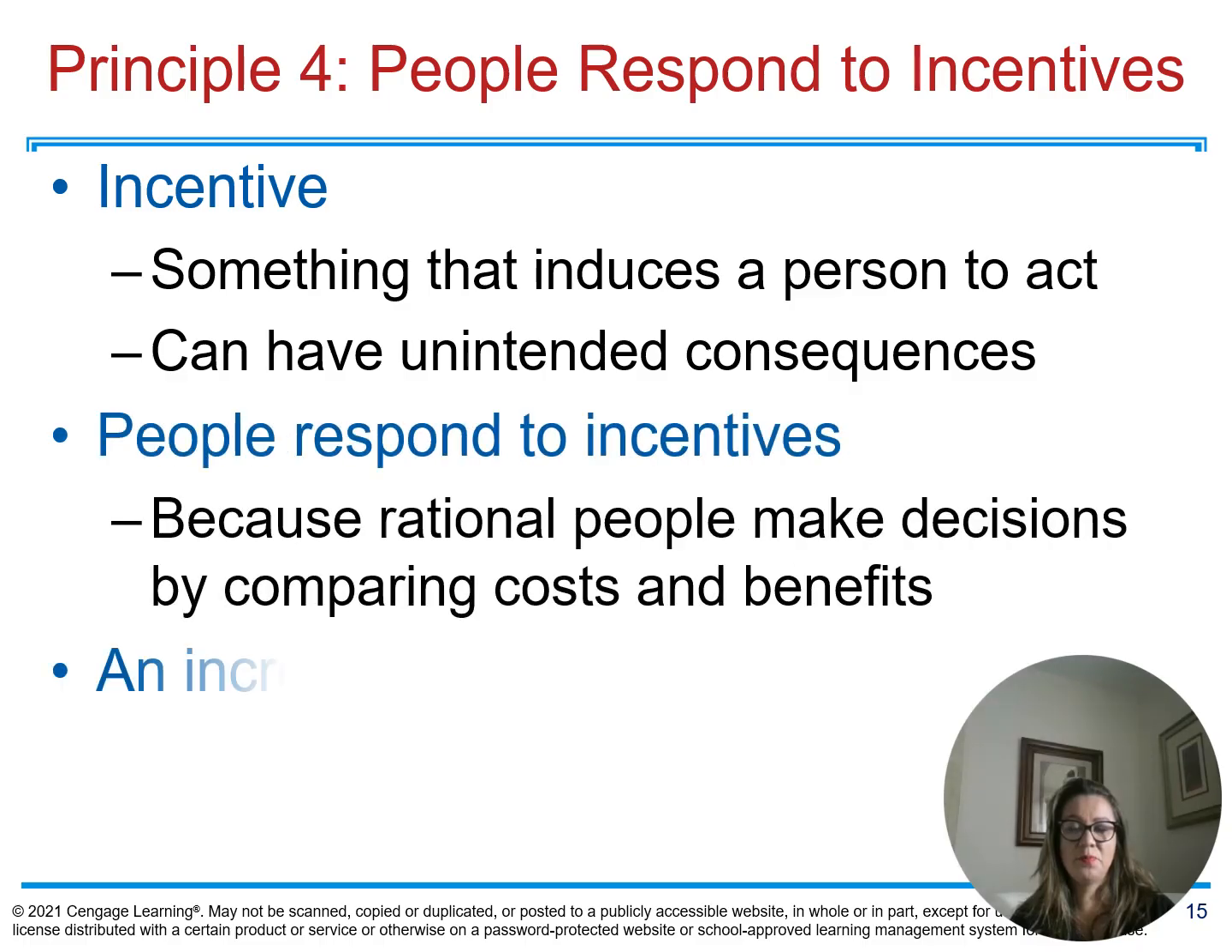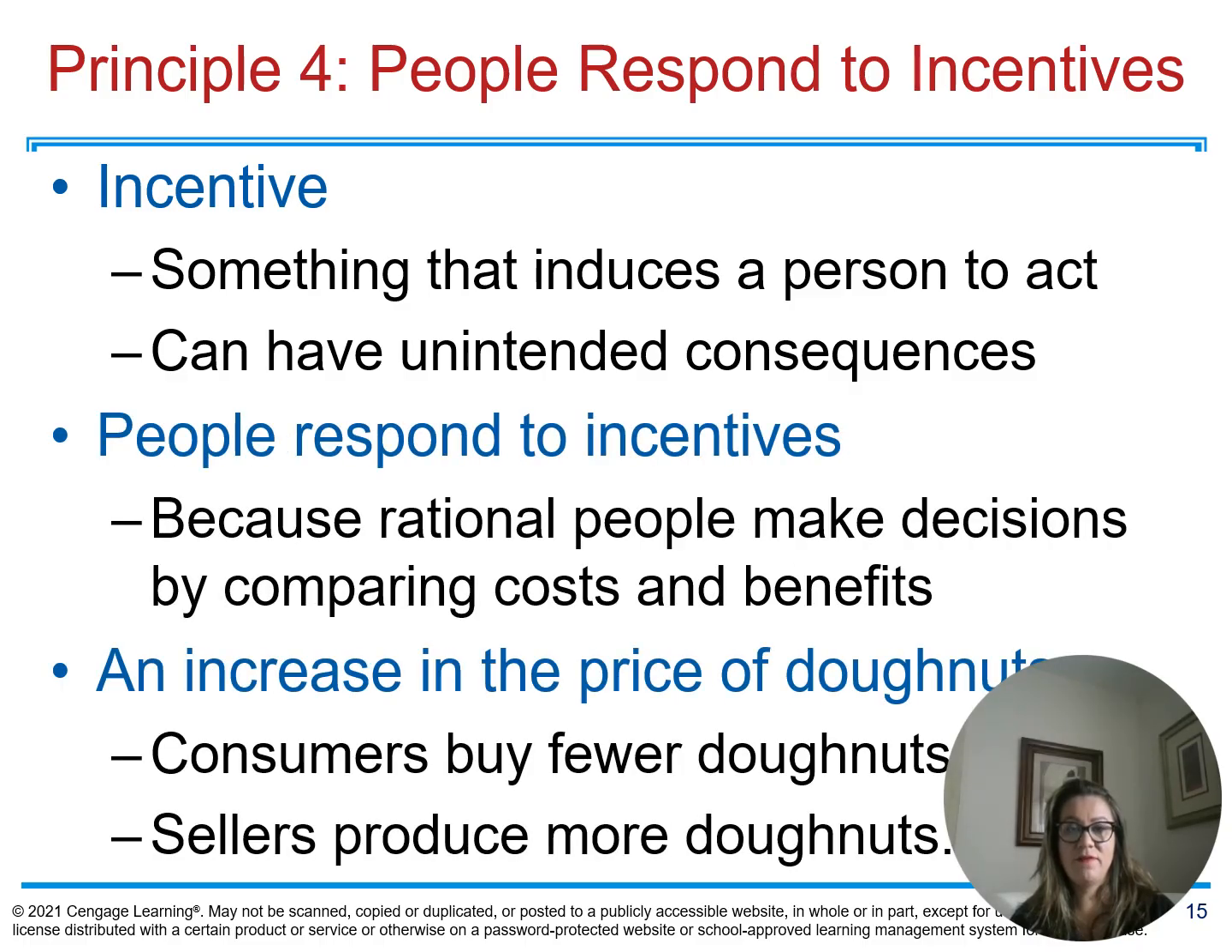Finally, we will discuss principle 4 of category 1 of the principles of economics. So principle 4 says that people respond to incentives. First of all, what is an incentive? An incentive is something that induces a person to act. But it also can have unintended consequences, right? So people respond to incentives because rational people make decisions by comparing costs and benefits. So if there is something that is encouraging us to take a specific course of action, then that would be an incentive, right? It could have, like I said, unintended consequences.